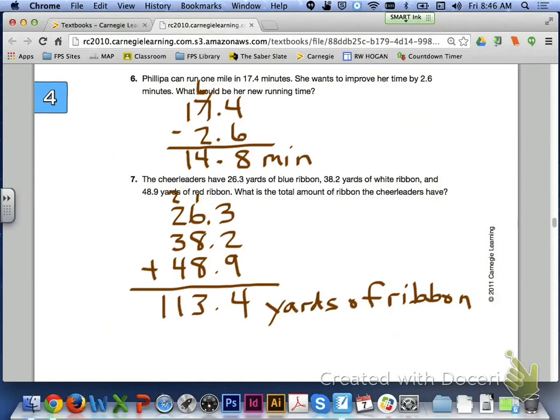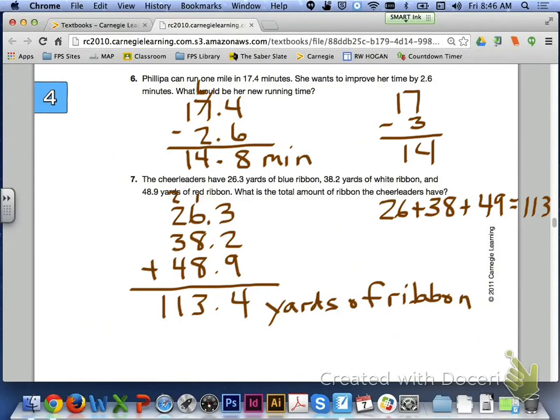If we take a look at number 6, Philippa can run 1 mile in 17.4 minutes. She wants to improve her time by 2.6 minutes. What would her new running time be? This is going to be a subtraction problem because she wants to take 2.6 minutes off of her original time. So 17.4 minus 2.6, her new running time would be 14.8 minutes.